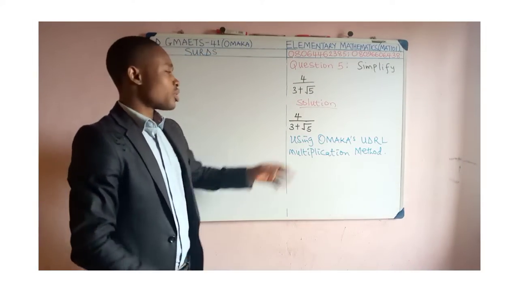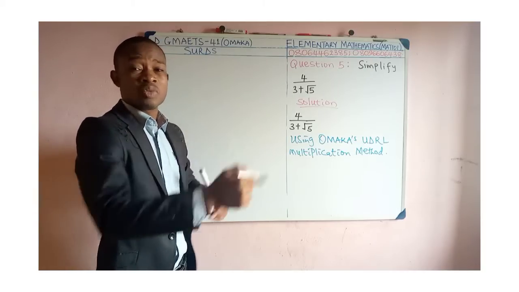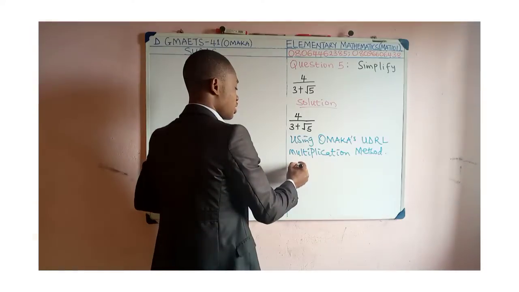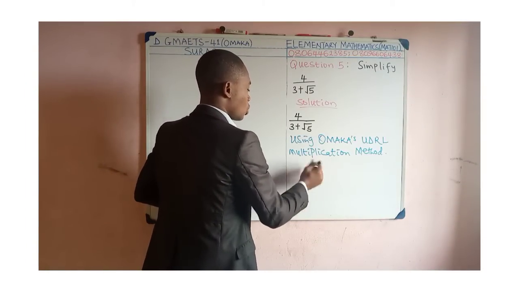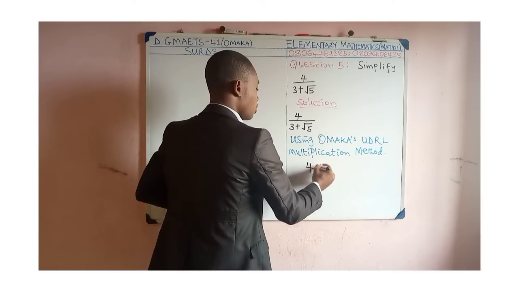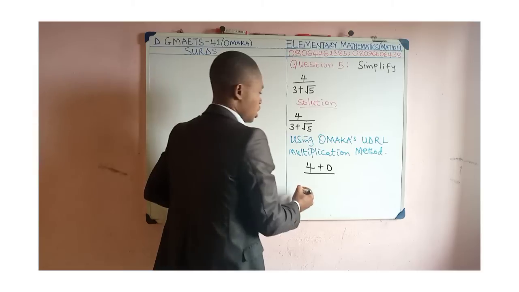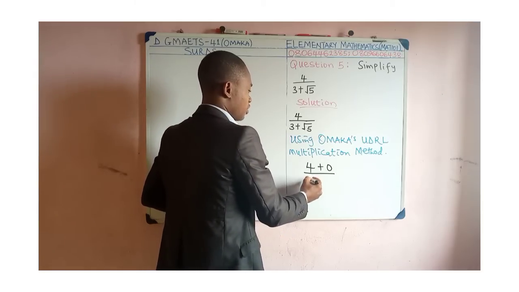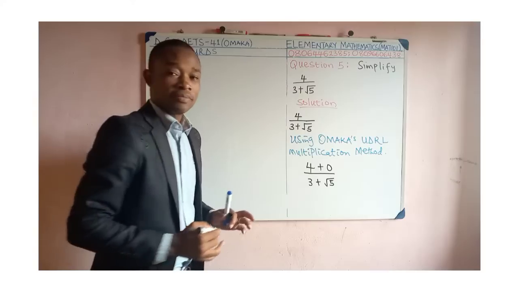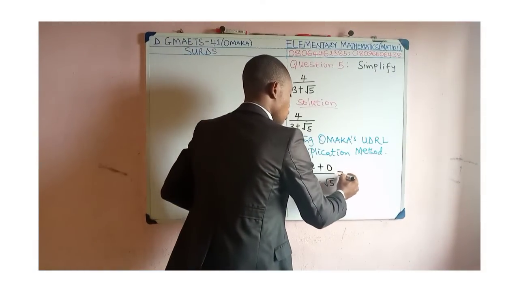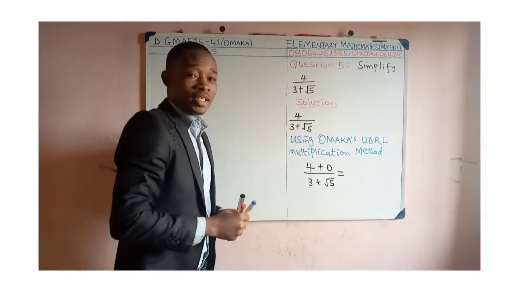One thing we want to do is to complete a term in the numerator. We want to have two terms, both in the numerator and the denominator. So I'm going to write this as 4 plus 0 to make it two terms in the numerator. Is that okay? Then the denominator, I'm going to have 3 plus root 5.